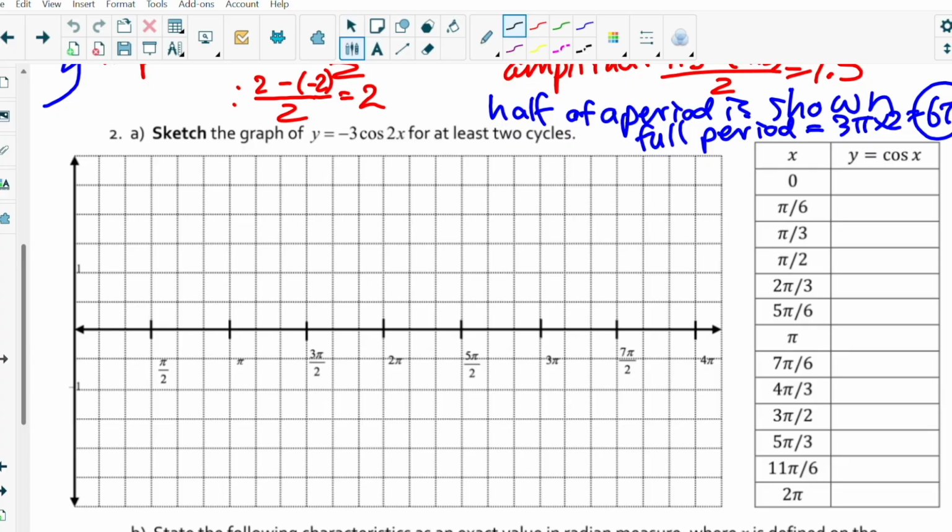All right, folks. Let's do an integrated example. Okay, sketch the graph of y equals -3 cosine of 2x for at least 2 cycles. So what I'm going to do is graph the base function y equals cosine of x and then develop the transformation from there.